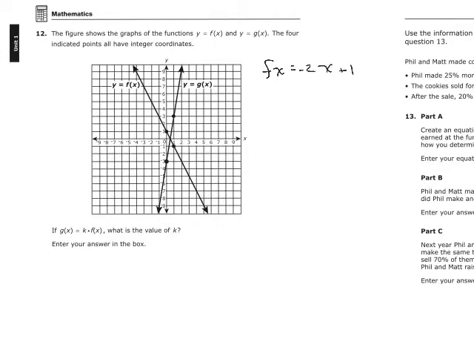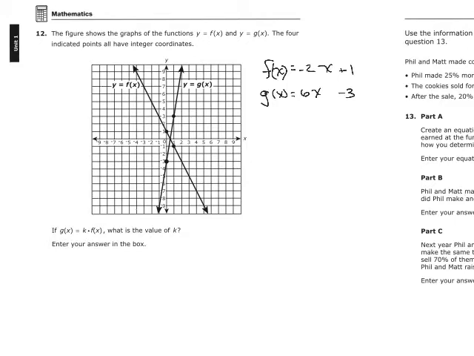And then g of x has a y-intercept of negative 3, and it's going up 6 to the right 1. Is that what we said? Yep, up 6 to the right 1, and then minus 3.